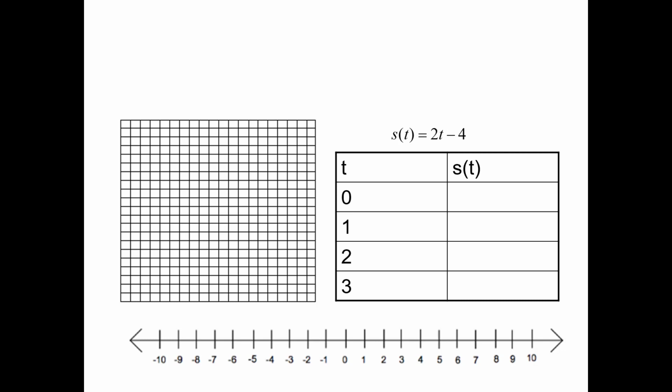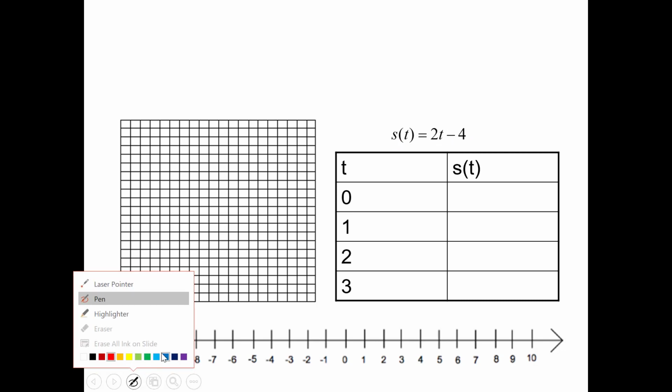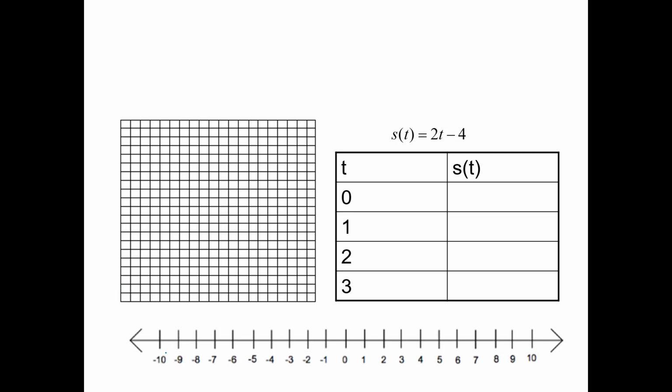So my position function is given to me by this formula right here. S of t is equal to 2t minus 4. So when I plug in 0, I get negative 4. And what that tells me is that at time 0, my ant is right here, located at a position of negative 4 on this S number line. Right? Once we plug in 1, 2 times 1 is 2, minus 4 is negative 2. So you can see that we are walking to the right, and we end up here at negative 2.